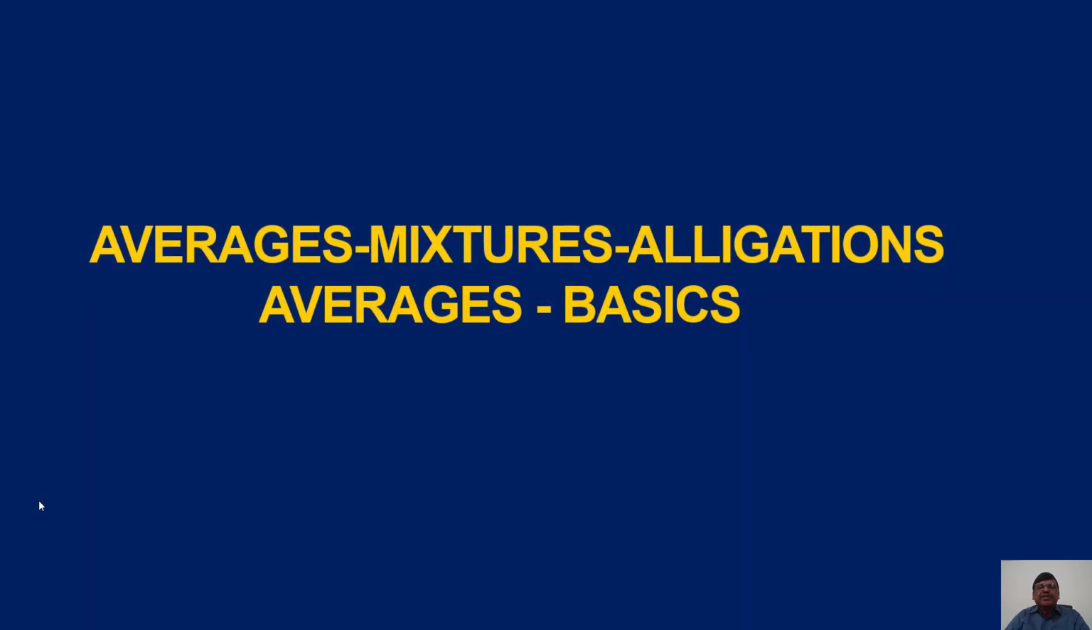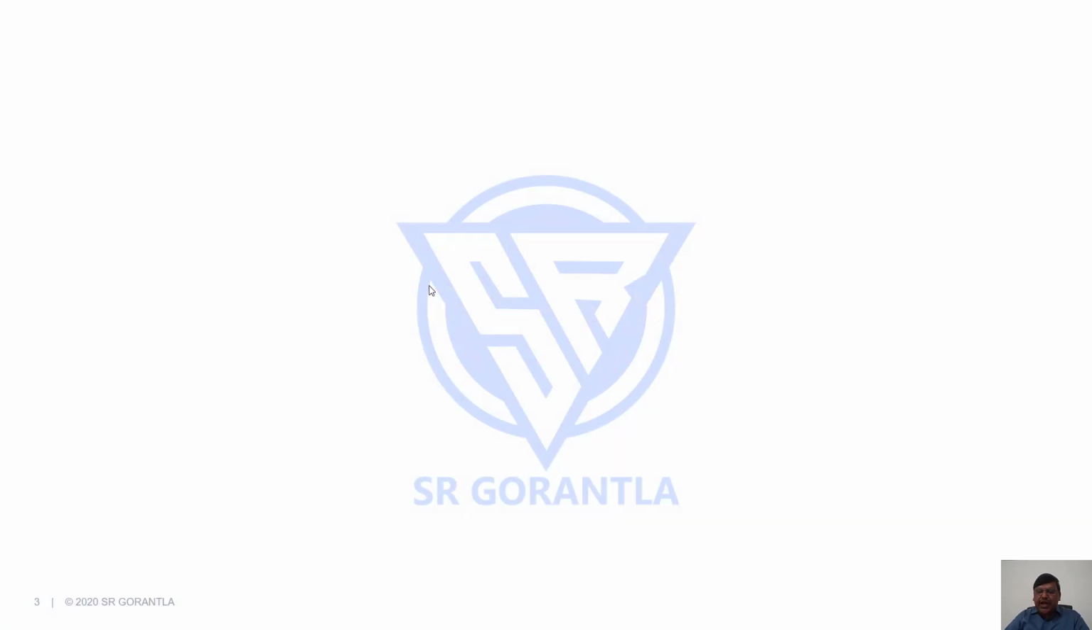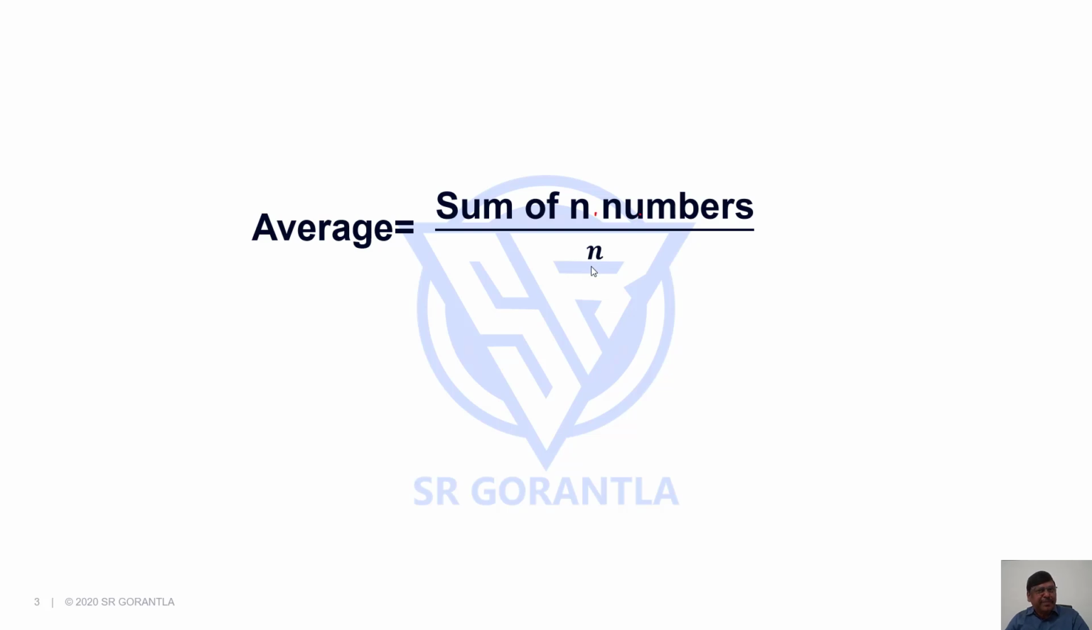In this session, we will discuss Averages, Mixtures and Alligation, what we call the AMA topic. In this topic, we will discuss averages basics. What is average? Average is nothing but the sum of n numbers divided by n.